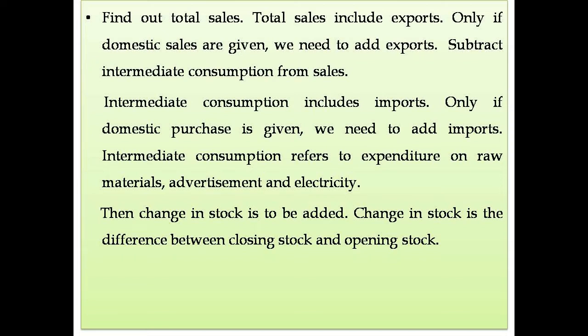Next one is change in stock. Change in stock has to be added. Change in stock is the difference between closing stock and the opening stock. If closing stock is greater than opening stock, change in stock will be positive. If closing stock is less than opening stock, change in stock will be negative. If it is positive, add. If it is negative, subtract. So GVA-MP is equal to total sales minus intermediate consumption plus change in stock.